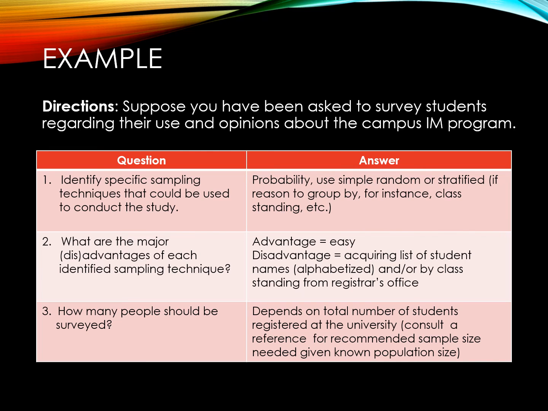Next, we'll look at what are the major disadvantages and advantages of each of the identified sampling techniques. The advantage is it's easy. The disadvantage is acquiring a list of all student names in some manner. Next, how many people should be surveyed? So this depends on the total number of students registered at the university. So we'll need to consult a reference or recommended sample size guide to give us the number of people we need to sample in total.